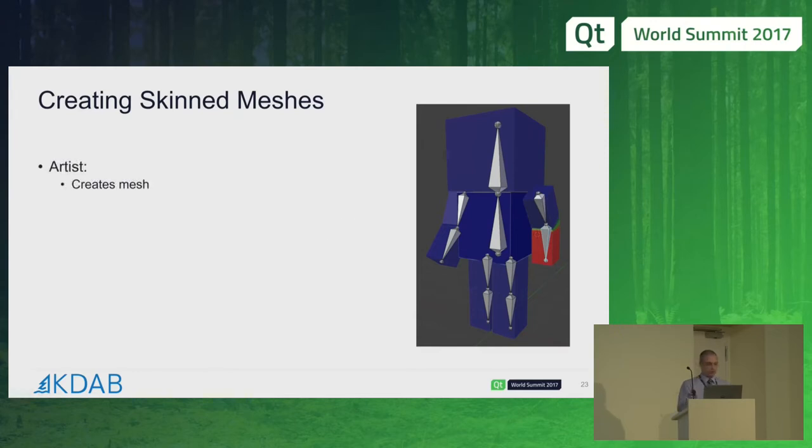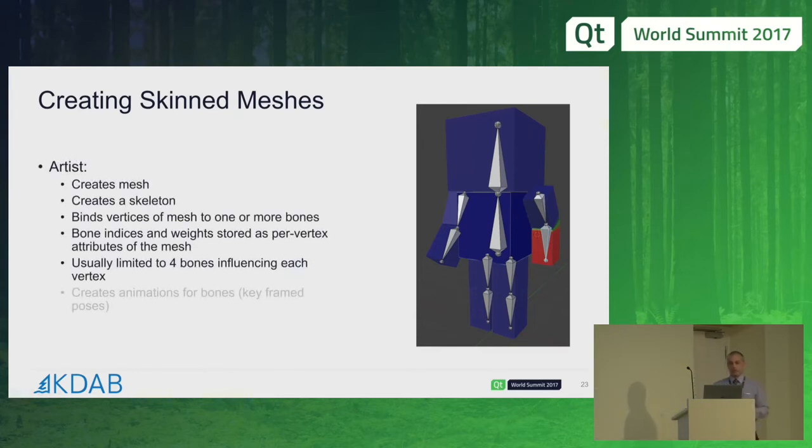So yep, the artist creates the mesh, creates a skeleton, and then binds the vertices onto the skeleton. Now usually we impose a limit of 4 bones being able to influence any vertex in our mesh. You can see a big difference between 1, 2, 3, and 4 bones, but any more than 4 bones, the human brain and eye can't really distinguish it. And it's also convenient because this allows us to fit things nicely into an even number of bytes.